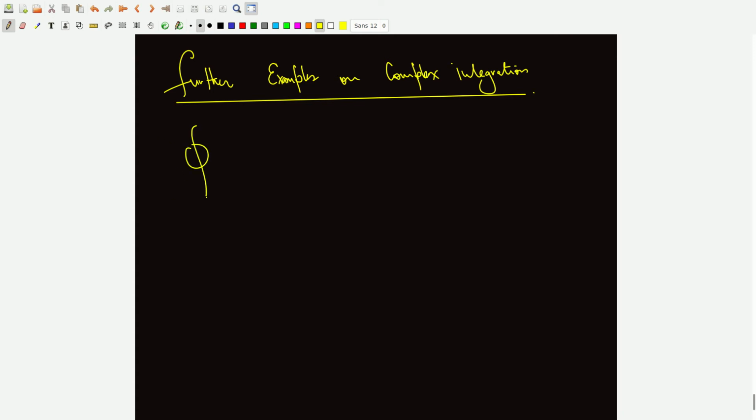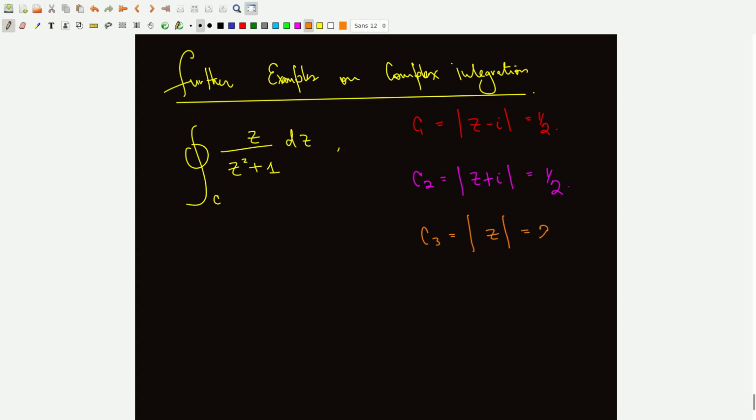Okay, so we would like to look at the contour integral or the closed path integral of path C, which we are going to describe in a short while, of z squared over z plus 1 dz, for paths defined by C1, which is given by the modulus of z minus i equals a half, C2, which is given by the modulus of z plus i equals 1 half, and C3, which is given by the modulus of z equals 2.